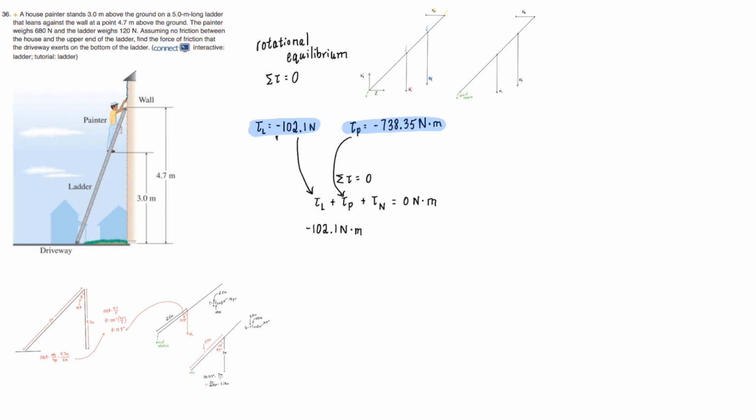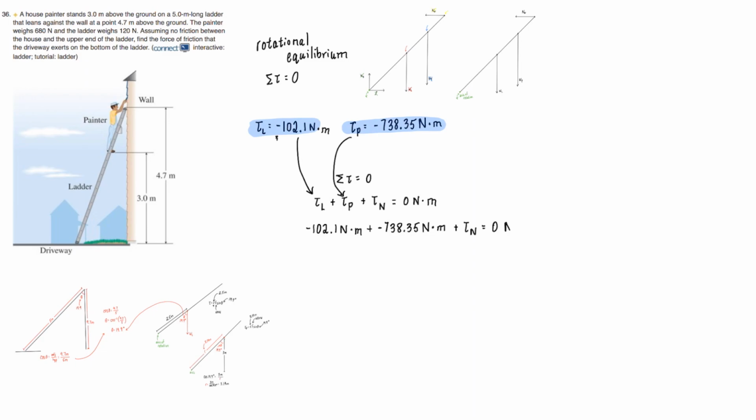Should be Newton meters up here as well. So notice that the signs for both of these torques are negative. That's because they're both rotating the ladder in the same direction, the clockwise direction. So whenever we have a clockwise rotation, we assign that torque a negative sign. So these two plus the torque caused by the normal force have to add up to 0.